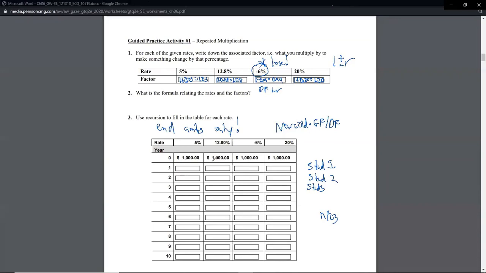And what I would really like you to do is just to notice how these numbers are going to have a large effect. The 5% is going to be kind of a medium paced growth. 12.8% is going to be a pretty solid growth. 20% is going to be insane growth.